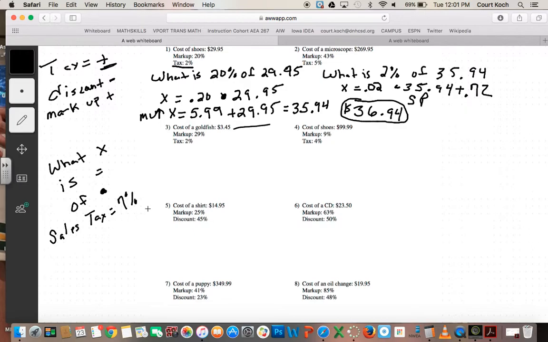We'll try it again with this cost of the goldfish. Okay, look at the goldfish. The goldfish is $3.45, but they marked the price up by 29%. So this $3.45 right here is what the store bought the fish for, not what I'm going to buy the fish for. So I need to think of what is 29% of $3.45. So I write it.